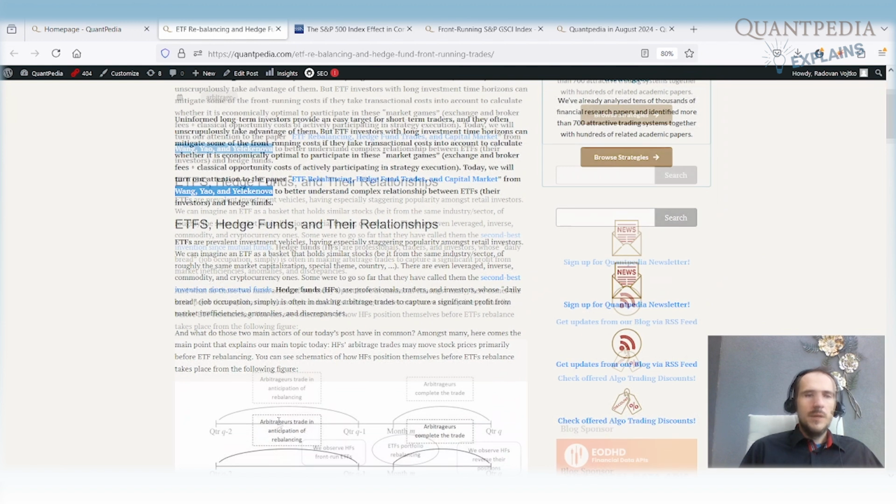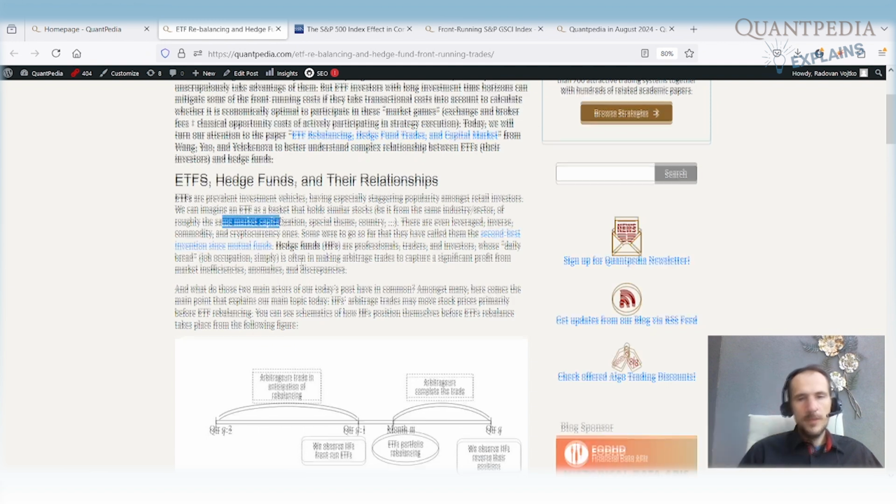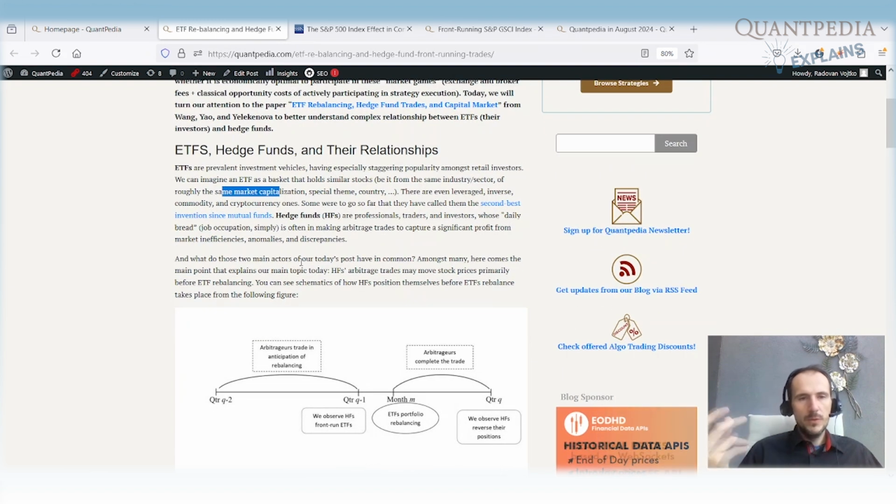Firstly, the ETFs are mainly baskets of underlying stocks. They can be from the same industry or sector, or have the same market capitalization, so they can be thematic. The hedge funds, as professional investors, are trying to understand how the portfolios in the ETFs are built. And because the ETFs are systematic in most cases, they have some predetermined days when the portfolio is rebalanced. It can be monthly, quarterly, or yearly, but they are rebalanced repeatedly and probably at the same time.